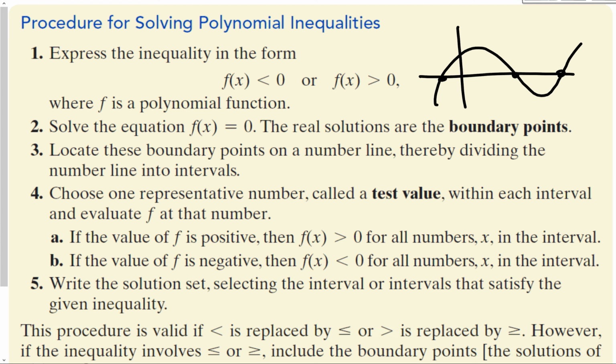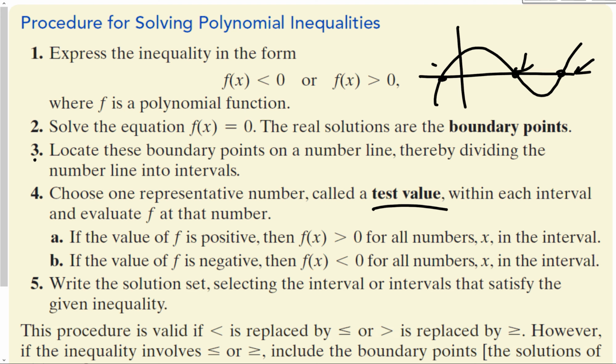So what we can do, in step 3, is locate the boundary points on a number line, thereby dividing the number line into intervals. So we're going to make sort of a sign chart. What we're going to do is just make a number line. We're going to put these 3 points on that number line, and then we're going to pick a number in between and evaluate the function. That's called a test value. So choose a representative number, called a test value, within each interval and evaluate f at that number.